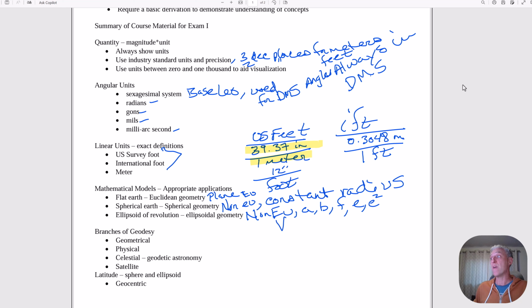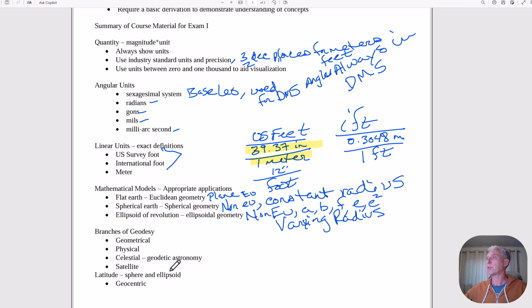This is a varying radius. The radius of the ellipse decreases from the plane of the equator up to the pole, right? Varying radius. Okay. Let's see.